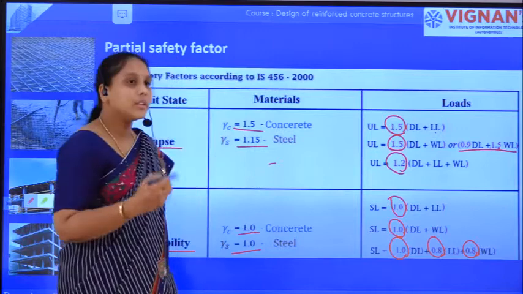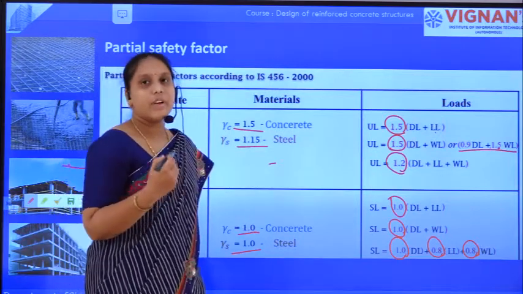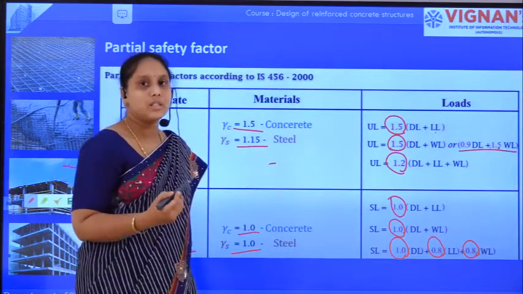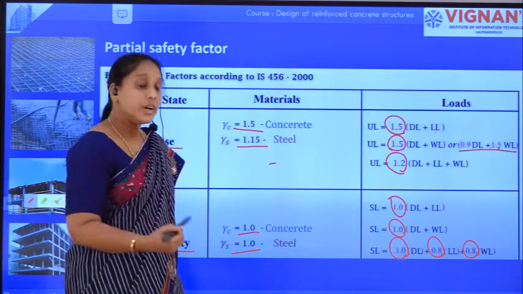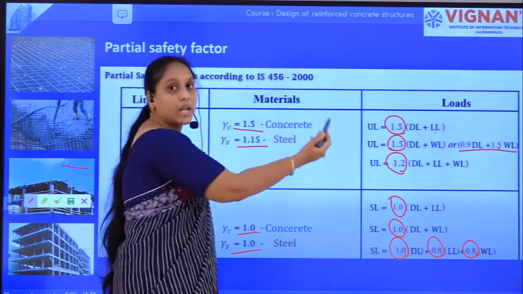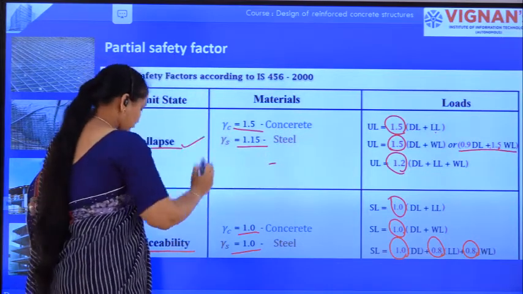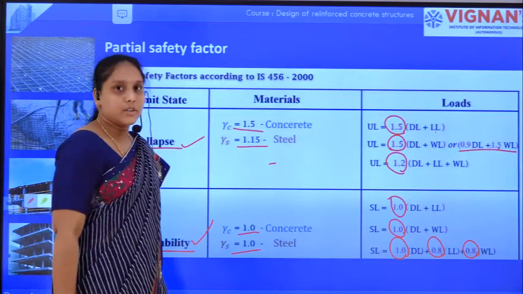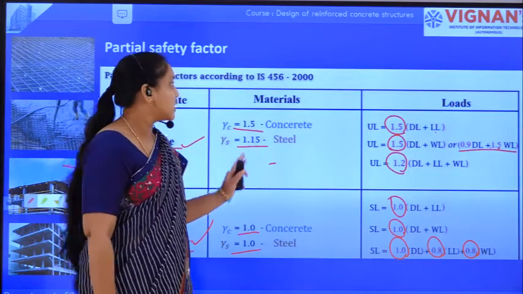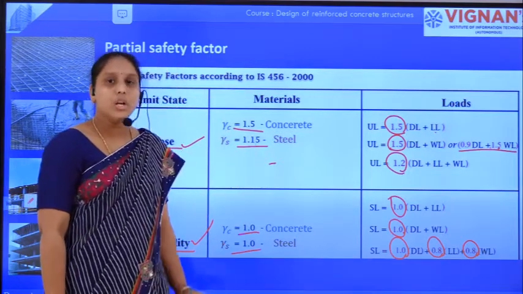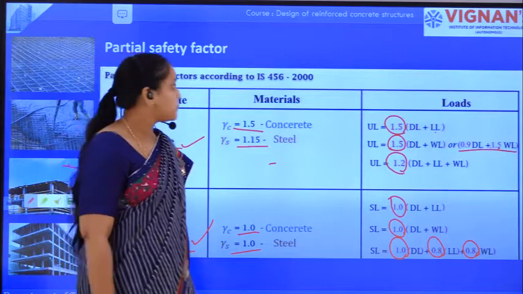So these are all the partial safety factors which are given in IS 456-2000 for the materials as well as for the combination of loads, for the limit state of collapse as well as the limit state of serviceability. So these partial safety factors are what we have to use in the design.